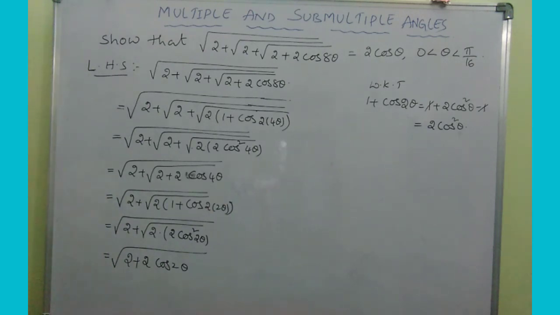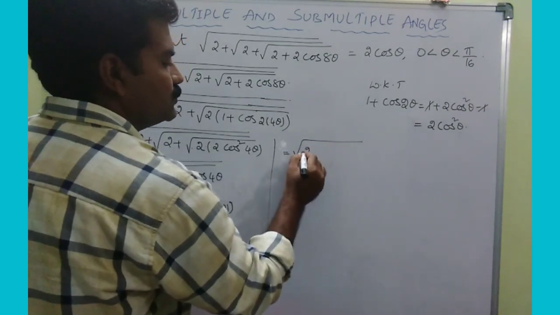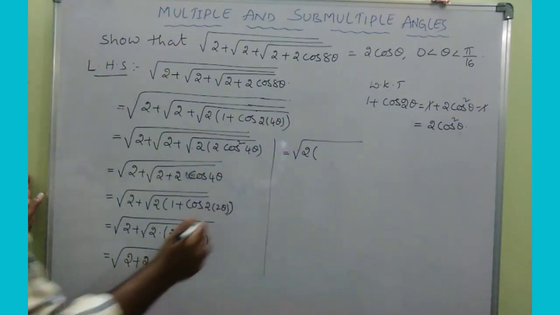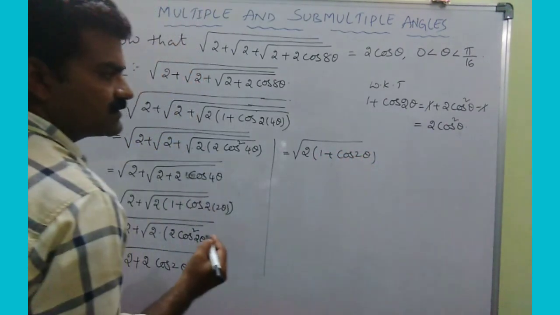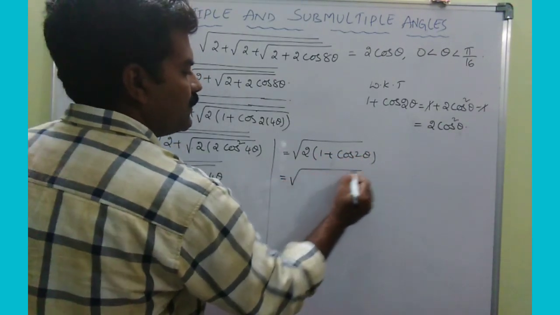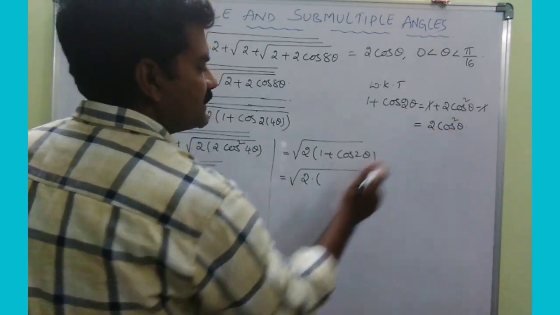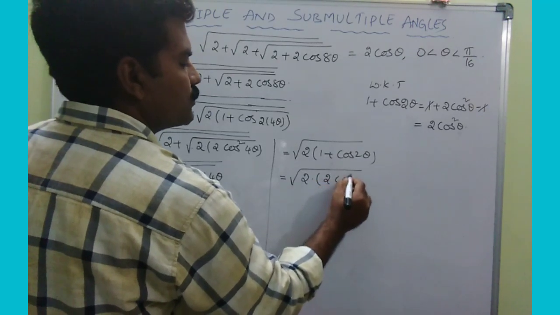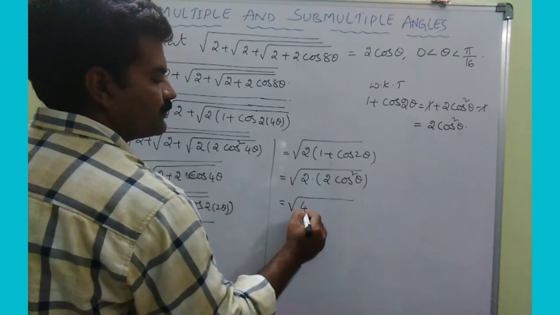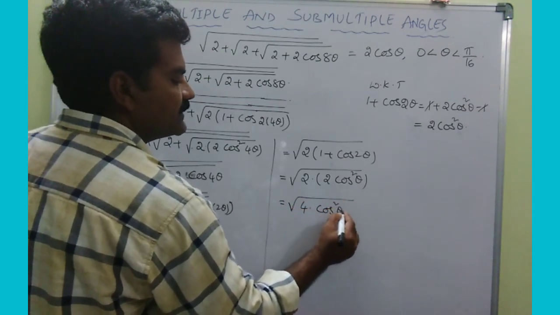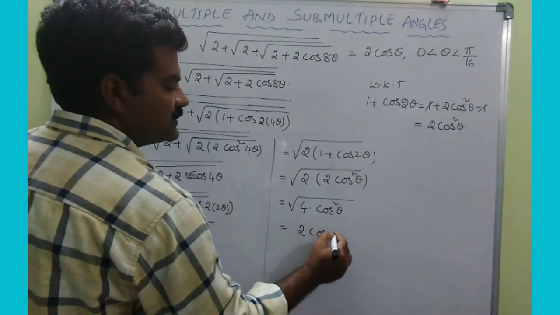So as usual, once again we can take 2 common, which is 1 plus cos 2 theta. Hence this is root of 2 into 1 plus cos 2 theta, which is exactly 2 cos square theta. So once again it is root of 4 into cos square theta, which equals 2 cos theta.